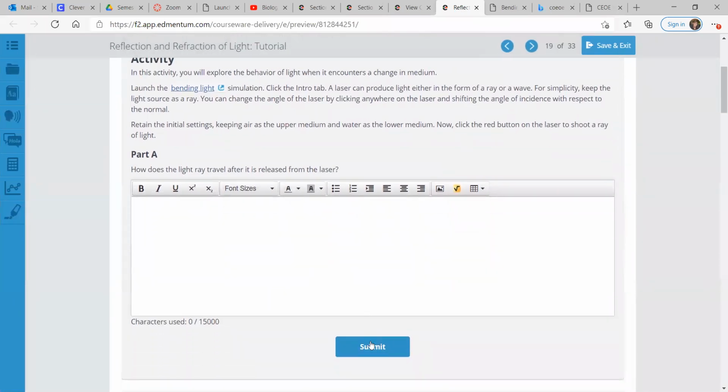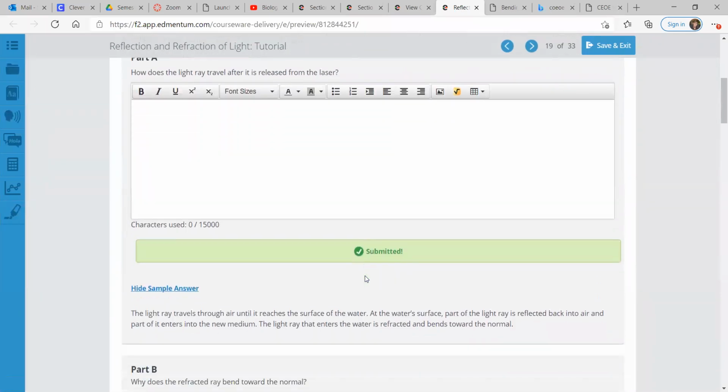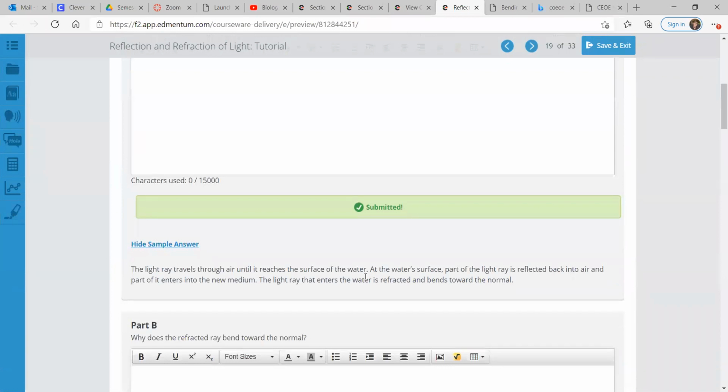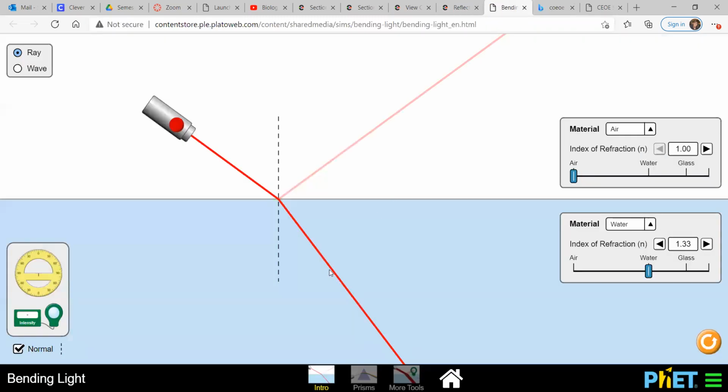How does the light ray travel after it is released from the laser? The light ray travels through air until it reaches the surface of the water. At the water surface, part of the light ray is reflected back into the air, and part of it enters into the new medium. The part of the light ray that enters the water is refracted and bends toward the normal. So let's go back and see that.